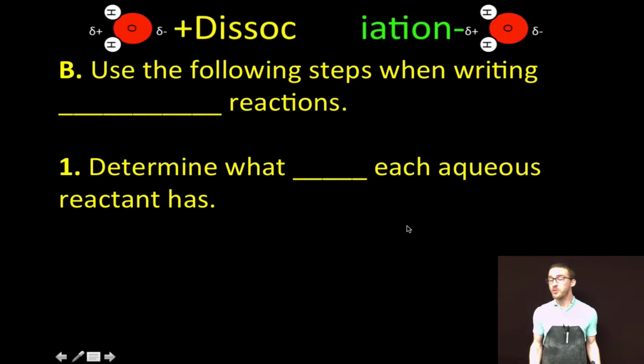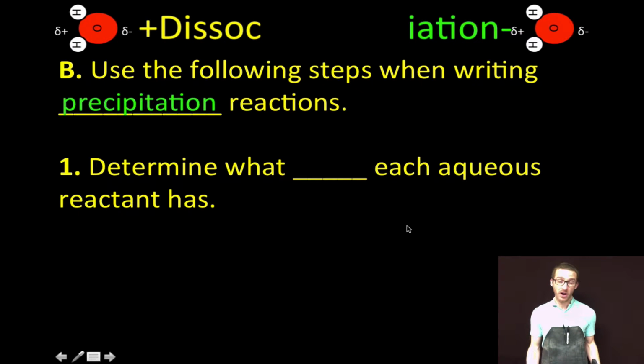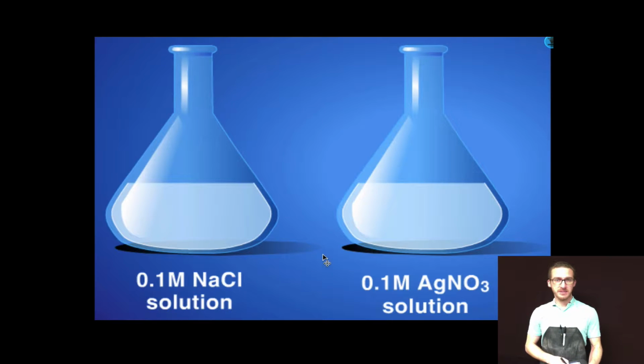Alright, so we've talked a little about what precipitation reactions are. Now let's take a closer look at how we can predict the products in a precipitation reaction. Use the following steps. 1. Determine what ions each aqueous reactant has. Let's come back to this example in which we mix an aqueous solution of sodium chloride and an aqueous solution of silver nitrate together. Let's think about what ions are in each of the solutions.